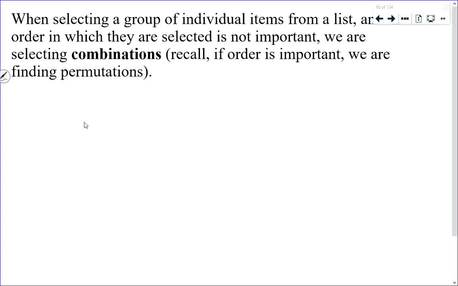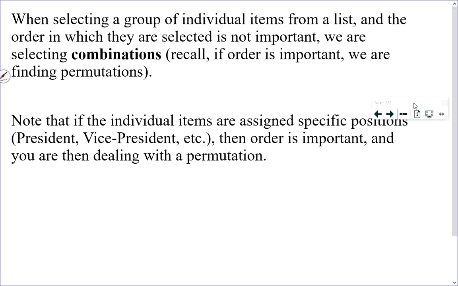So when selecting a group of items from a list, and the order in which they are selected is not important, that's a combination. When there are specific positions, in other words, order is important, that's a permutation.